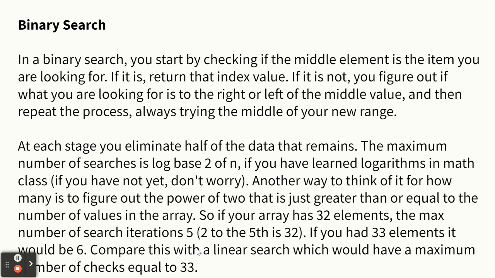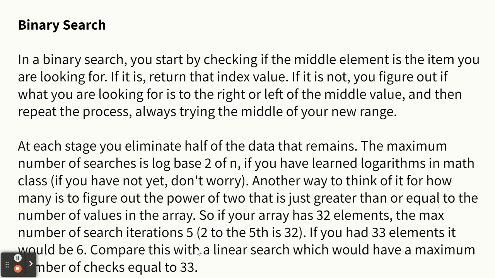possible elements every time. So if you had 32 elements, the maximum number of times you'd have to run this search is 5, because 2 to the 5th is 32. And if you had 1,000 elements, the maximum number of guesses until you got it right would be 10, because 2 to the 10th is 1024.